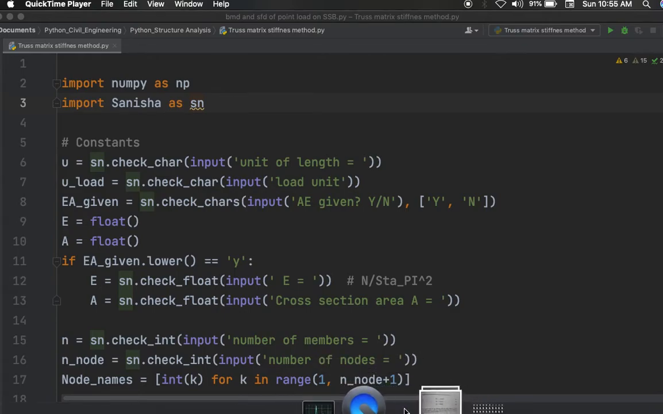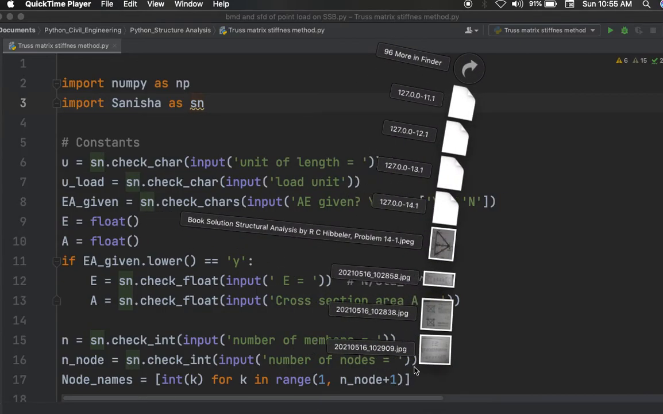Hi, my name is Sanjay, and in this video I'm going to show you the working of a Python program that I've created to solve truss analysis using the stiffness method problems. And I will show you that this program works.